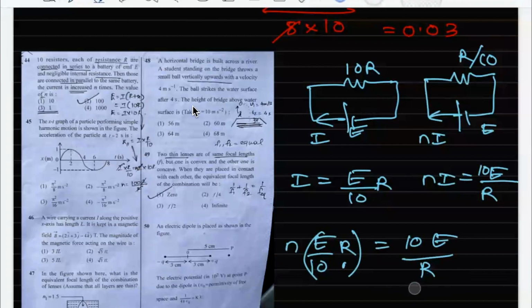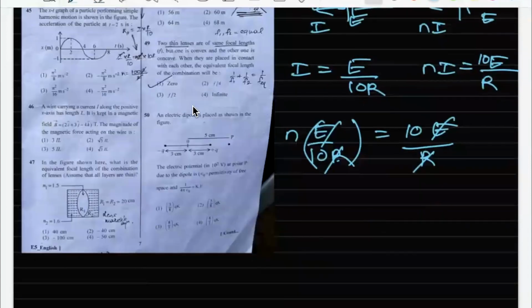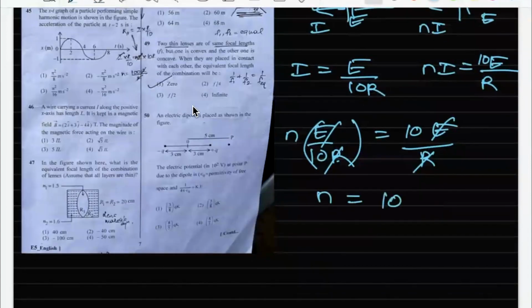Sorry, there's some issue here. 10 times voltage upon resistance. This R is in the denominator, 10 R. Voltage upon resistance, yeah, so E by 10 R. So now it will cancel off. You will have E. So n is nothing but 100.